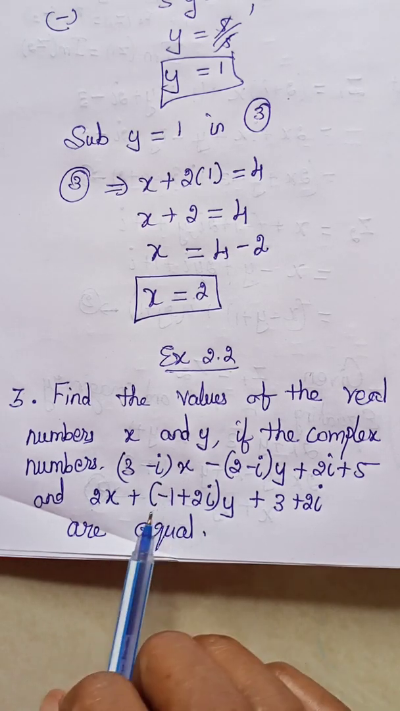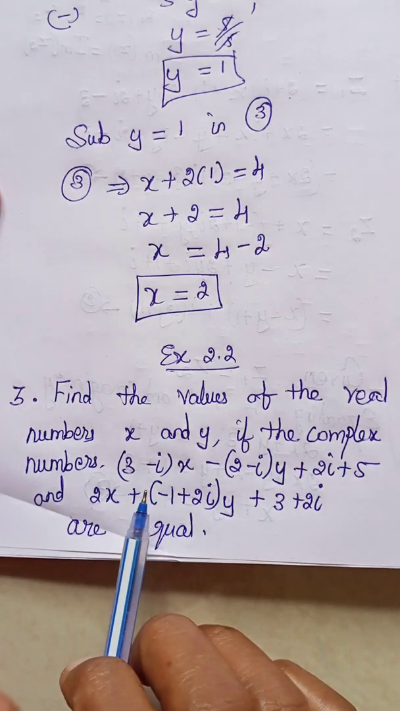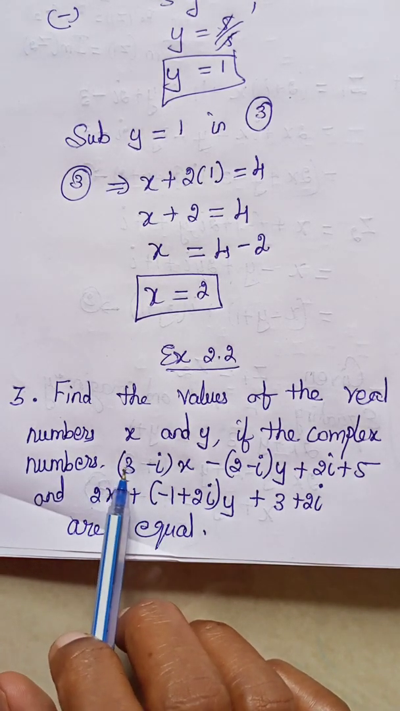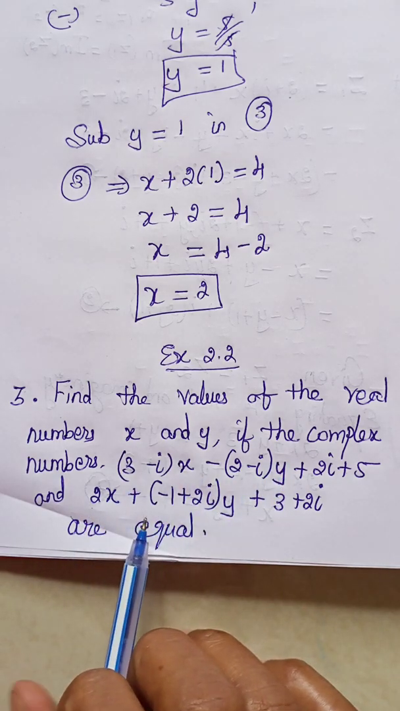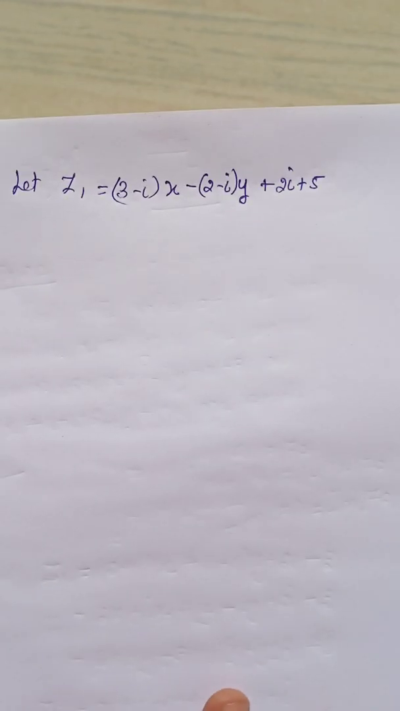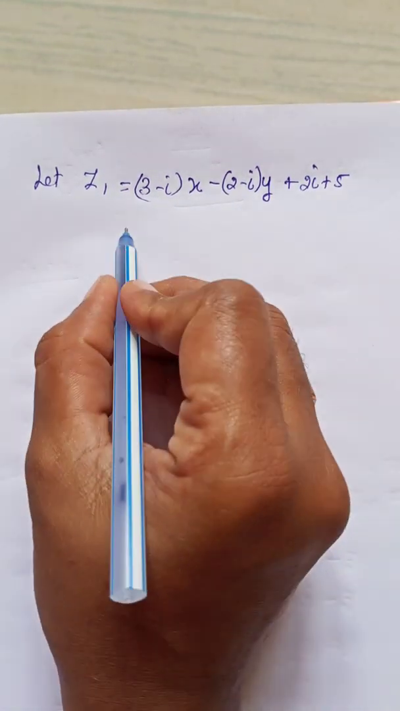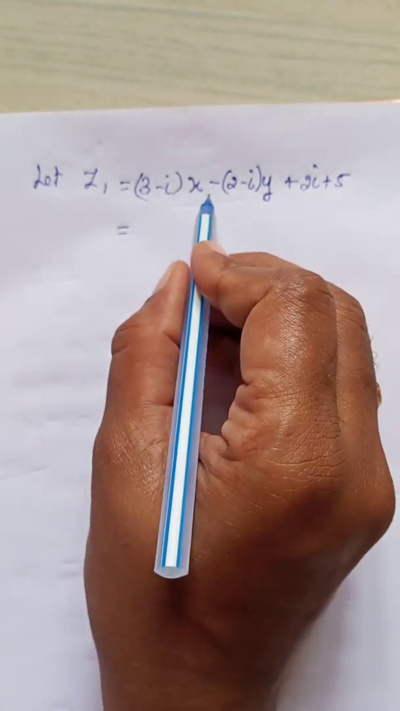If these two complex numbers are equal, we should find out what are the real numbers x and y. So as we did, the first complex number we can take as z1 and the second complex number as z2. So let z1 is equal to. So first we have to simplify, isn't it? So shall we multiply?